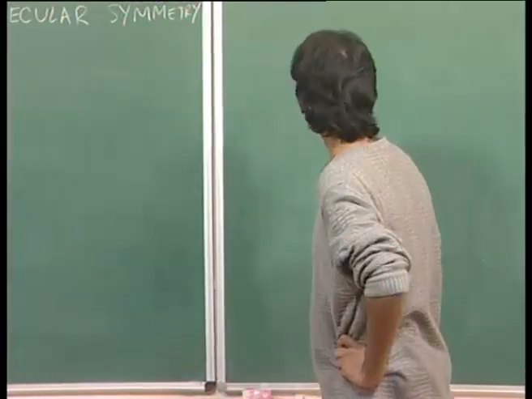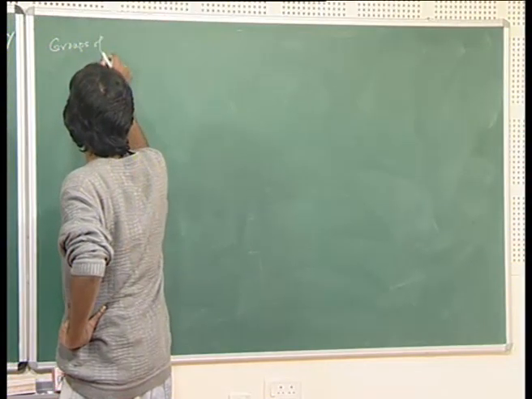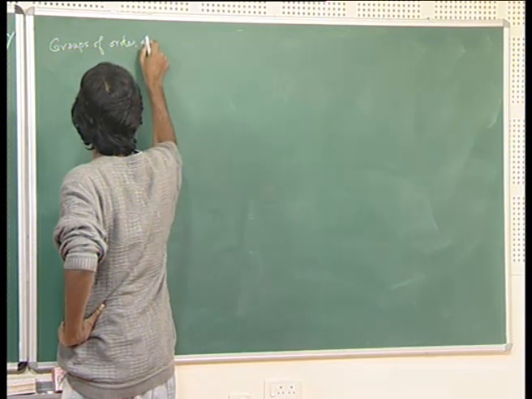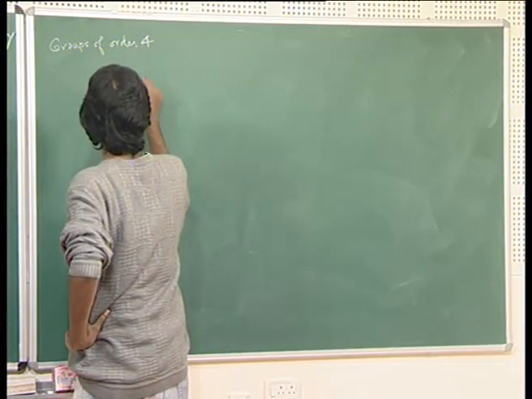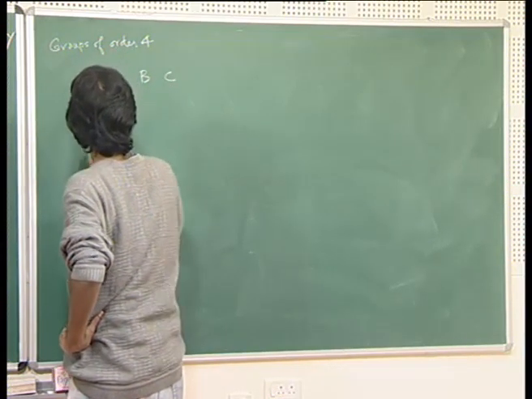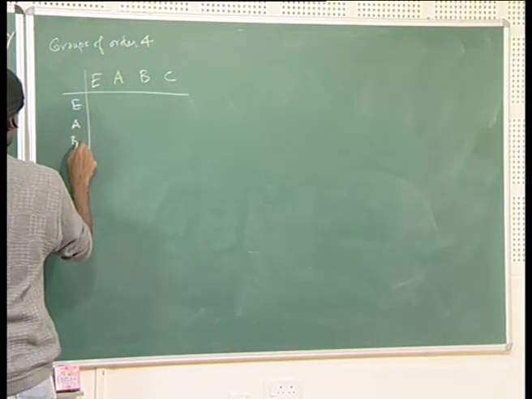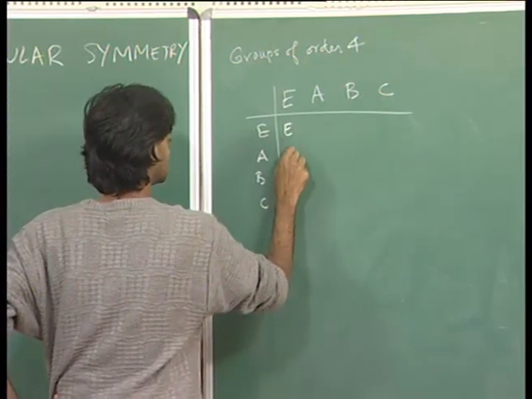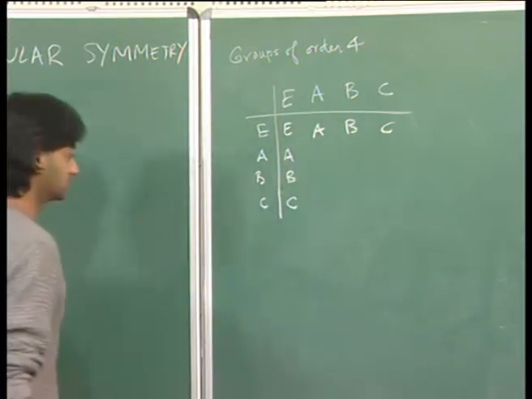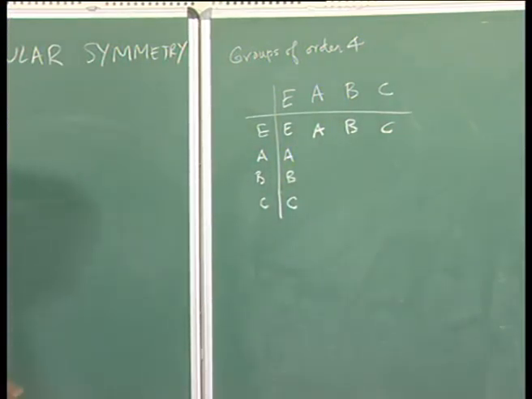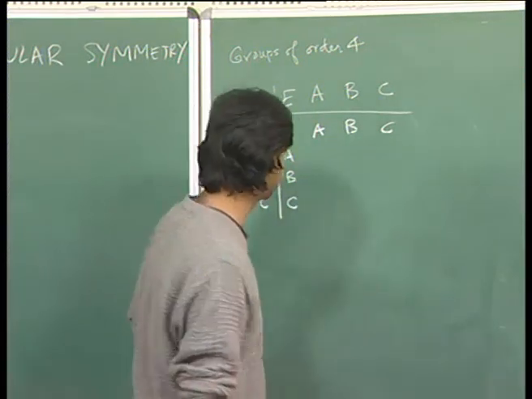So now next let us look at groups of order 4. Okay, so for example, it could be E, A, B, C, such that the multiplication table will look like E, A, B, C. Okay, so this part of the multiplication table is clear. Now A times A, you have three choices. A times A can be B, C, or E.